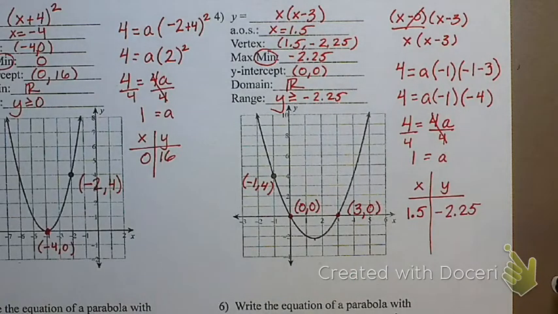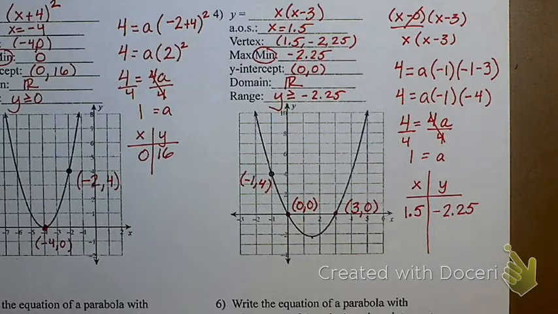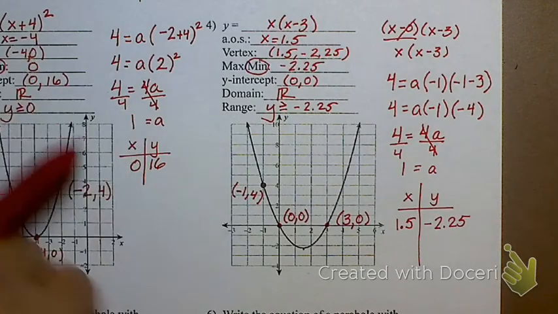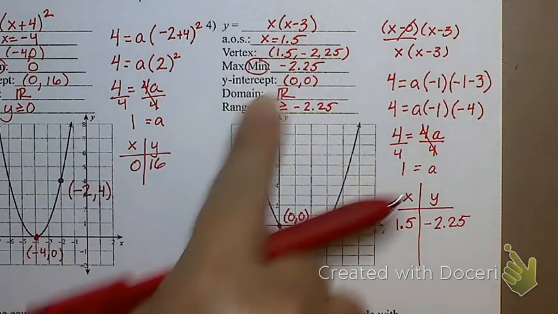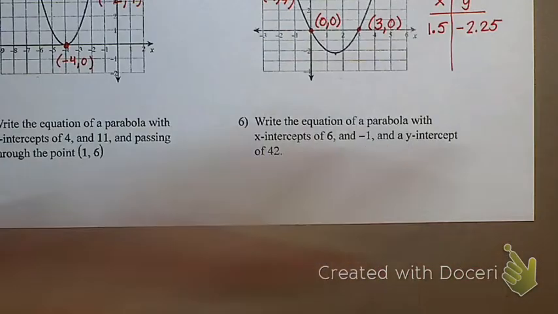Easy peasy? Okay. Now let's look at the last two where I don't give you a picture, I just give you the words. By the way, on the last two, you notice they don't have all of this stuff. We just have to come up with the equation. All right. Write the equation.